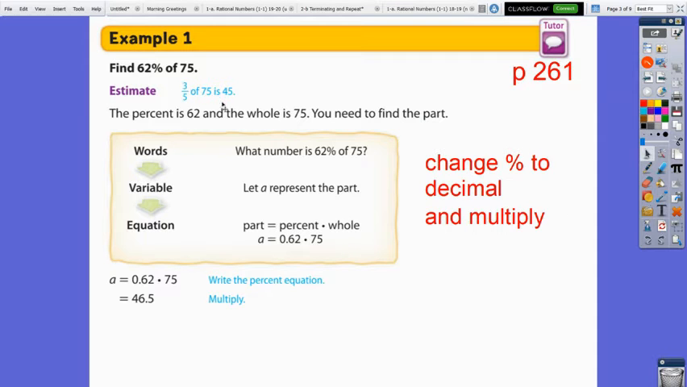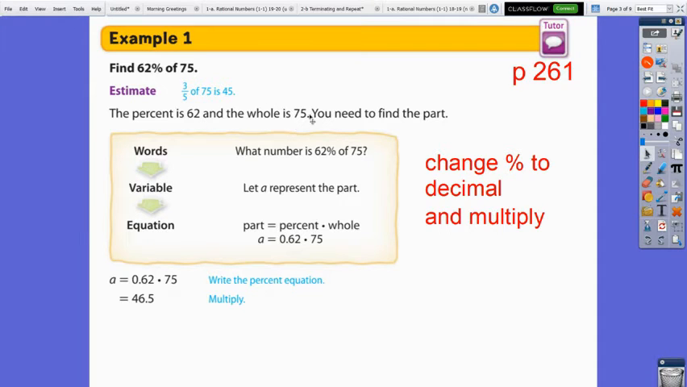First, they give you this estimate here with a fraction. I wouldn't do it that way. 60% of 75 is about 40, right? 6 times 7, because of the 10% rule, like we talked about on Tuesday, right? So anyway, you do that in your head to check reasonableness at the end.